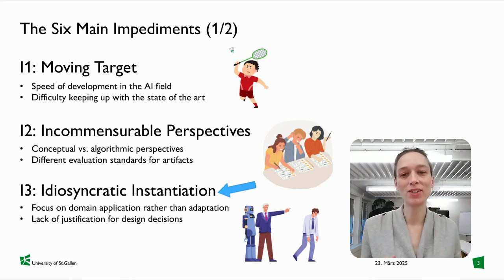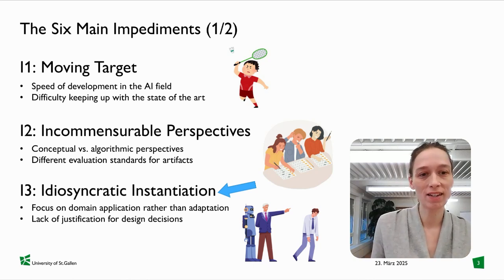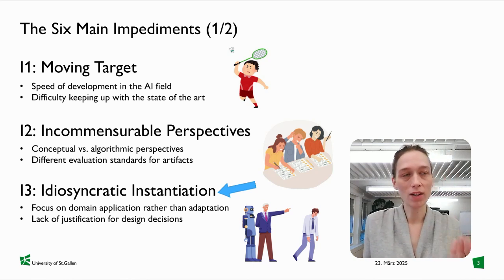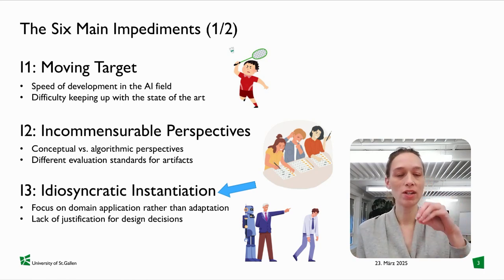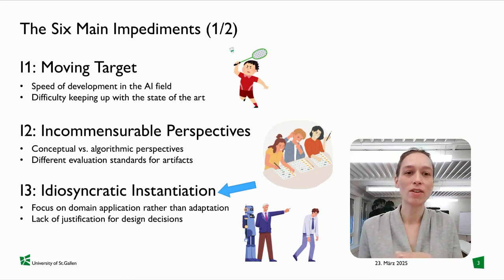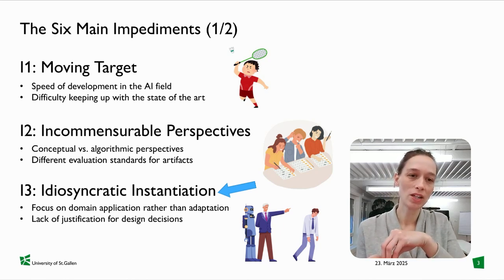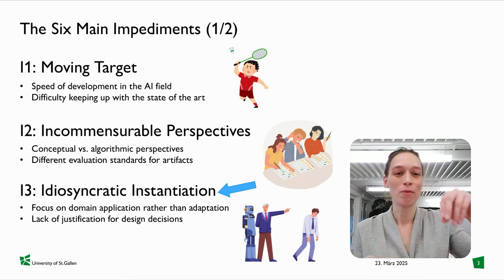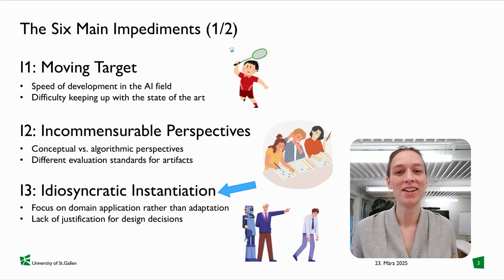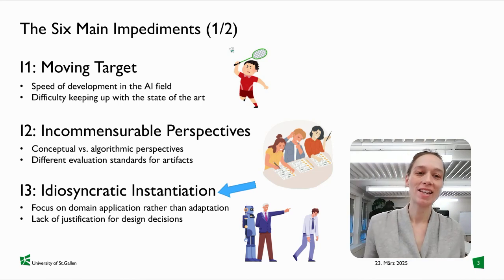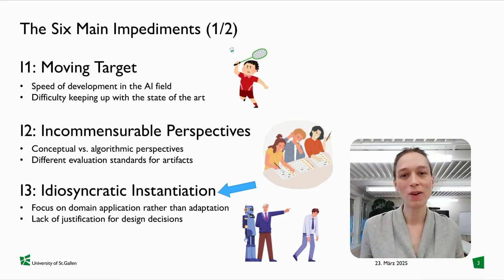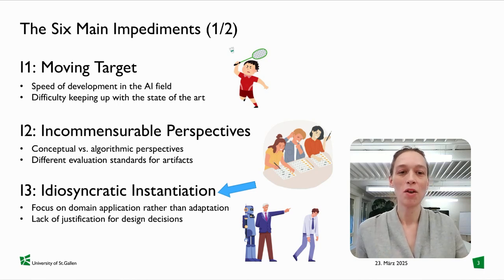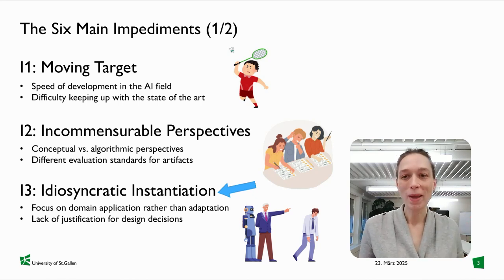So the authors say one of the problems is that the authors or the creators often focus on the application in a specific domain instead of looking for adaptations of technologies which already exist from other domains. So it's better to do an adaptation. In this case, you do not have to justify your design decisions from the start. You already have some justification from the other domain.